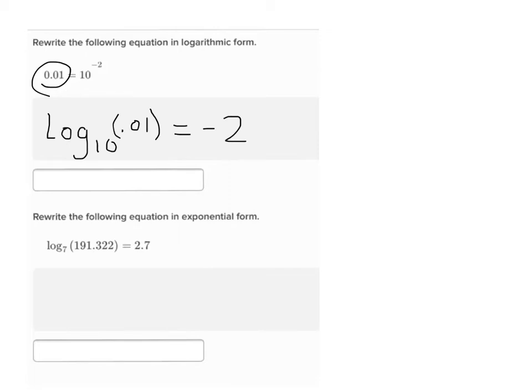Okay, right here on the second one, it says rewrite the following equation in exponential form. So we're saying our base is 7 raised to the 2.7 power. Our base of 7 to the 2.7 power equals 191.322. And I encourage you to get your calculator out and raise 7 to the 2.7 power and see if it equals this.